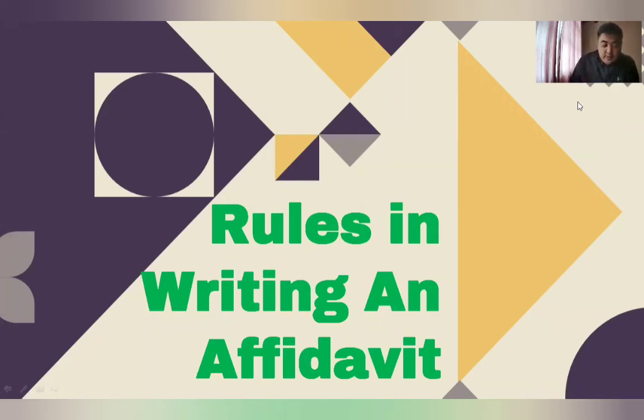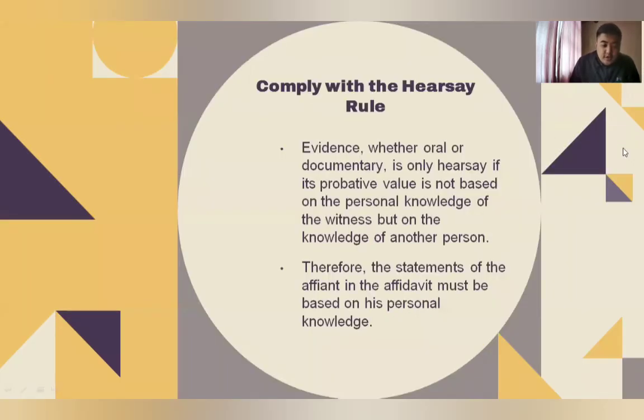So hello, I will be talking about some rules in writing an affidavit. So the first rule would obviously be to comply with the hearsay rule in the rules of evidence, especially when such affidavits are going to be presented as evidence in court, wherein evidence, whether oral or documentary, is only hearsay if its probative value is not based on the personal knowledge of the witness, but on the knowledge of another person or a third person. In other words, the statements of the affiant in the affidavit must be based on his personal knowledge.